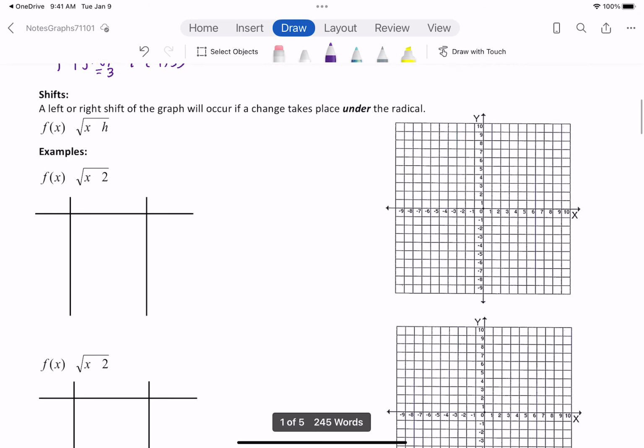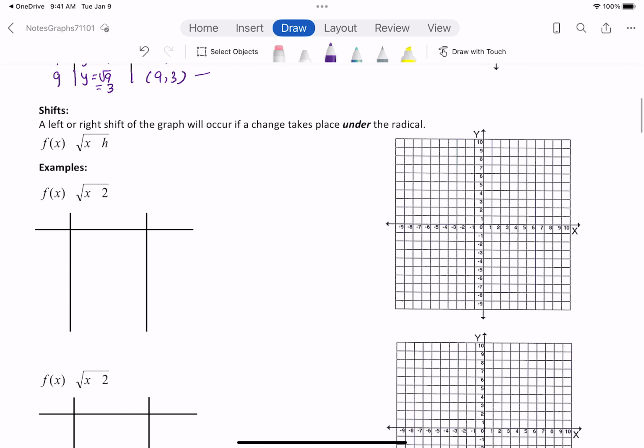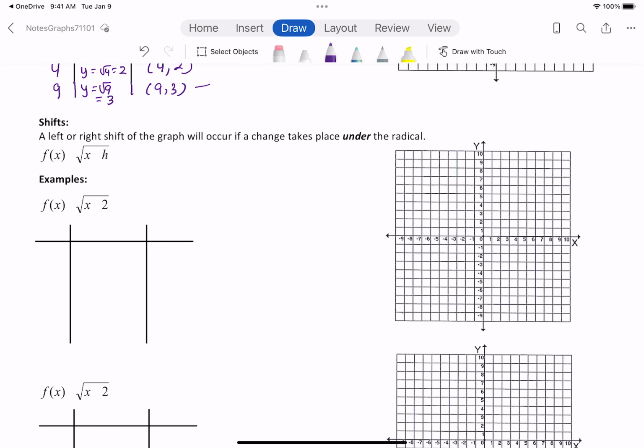Alright, so the next thing, once we know what the general square root looks like, then we start to look at shifts. For some reason this stuff didn't print to the screen here. Hopefully it is on your papers. It printed on mine. This is supposed to be f of x equals the square root of x minus h right here.